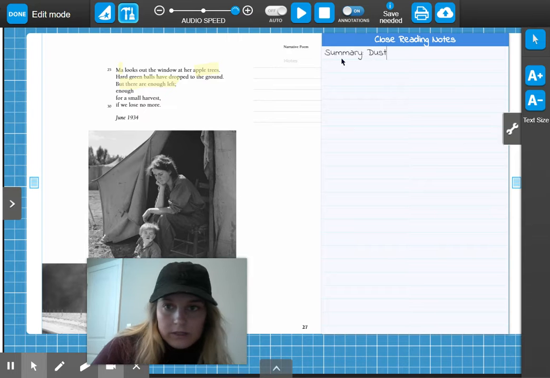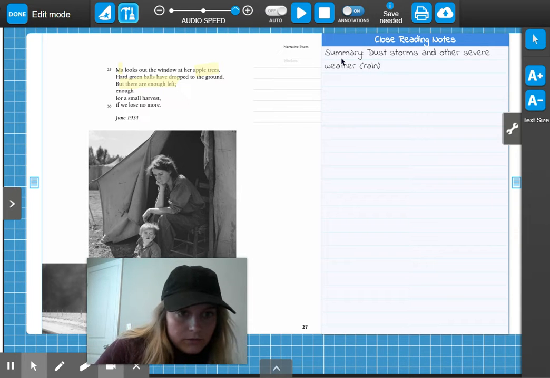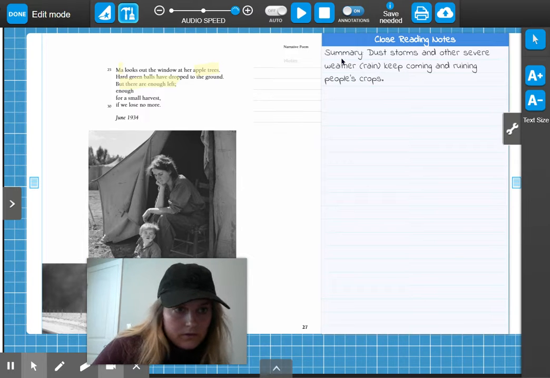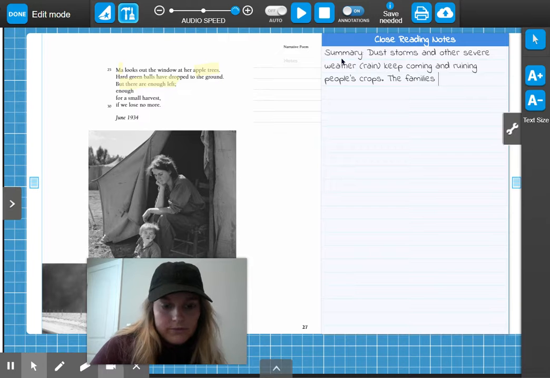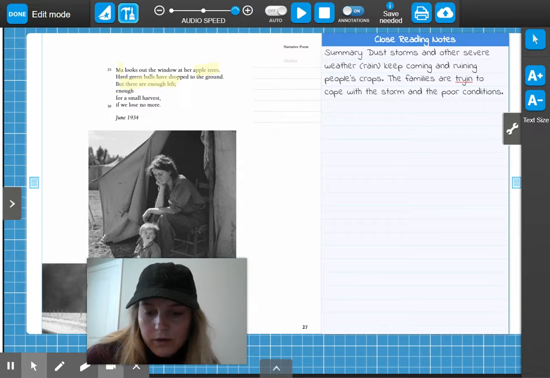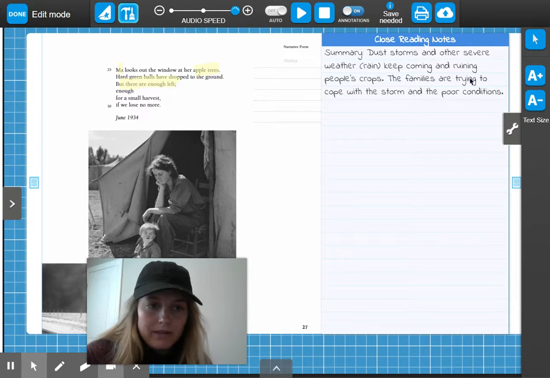Summary. Dust storms and other severe weather, here rain, it says it in our title, keep coming and ruining those crops. Families are trying to cope with the storm and the poor conditions. I reworded it here on this last one where they're keeping hope with the apples. That's the last sentence. They're trying to cope with the storm and the poor conditions. They're trying to make the best of the situation.